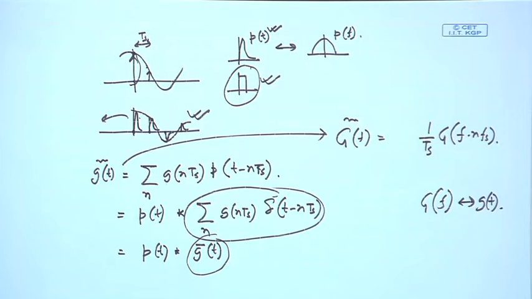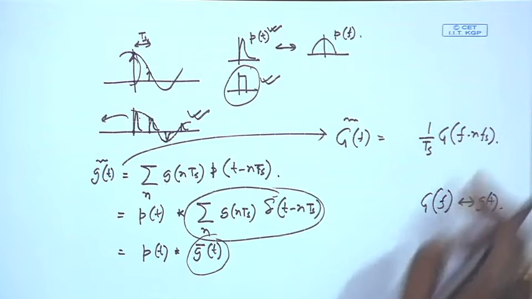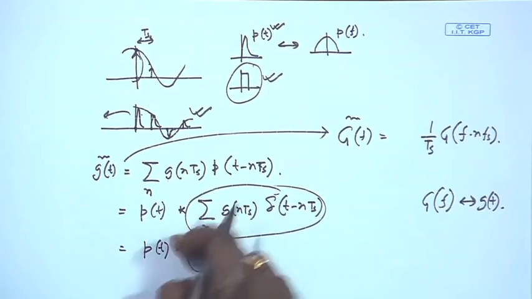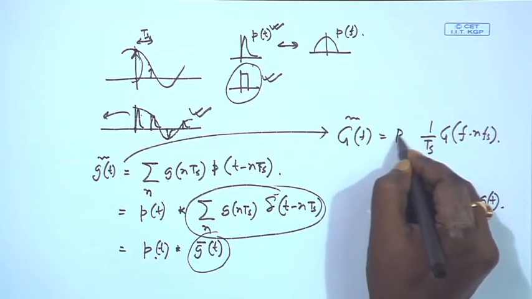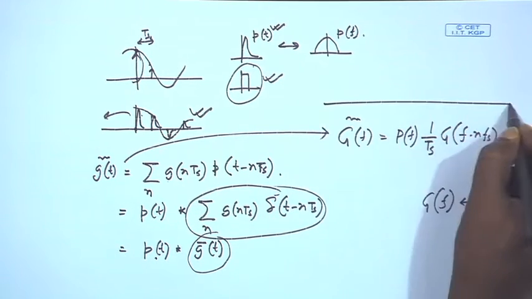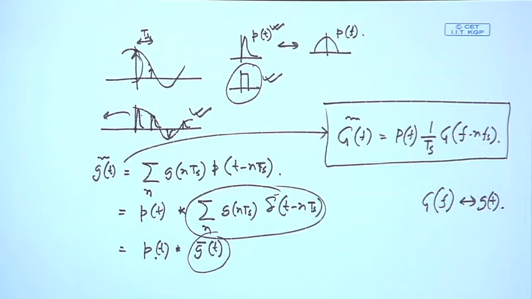This is something we know already: it is a band limited signal, and our f s also follows the Nyquist criteria. So this part is the Fourier transform of g hat t. P t I know, p f. So that should be my Fourier transform, and this is the overall Fourier transform.